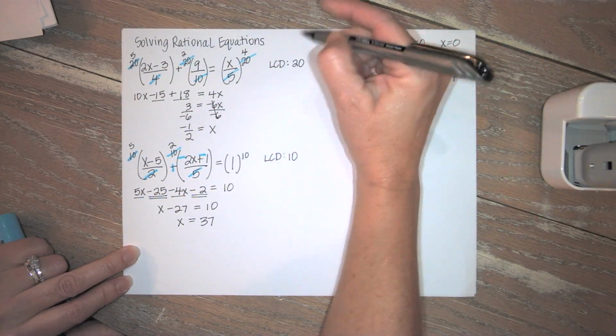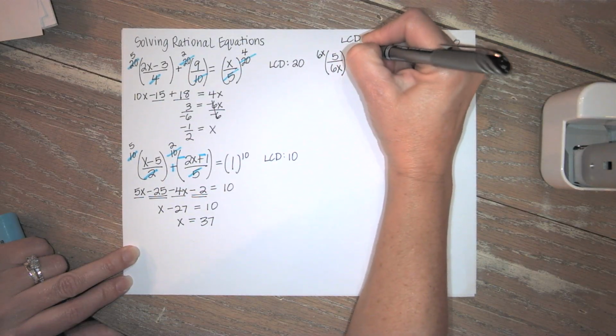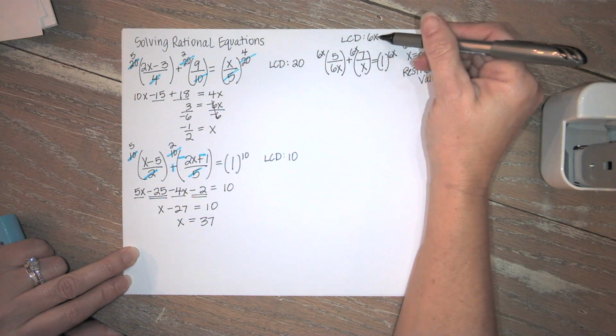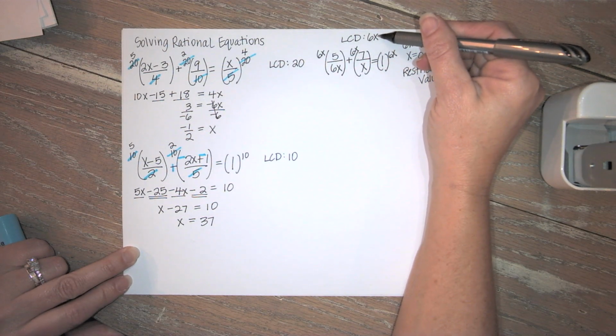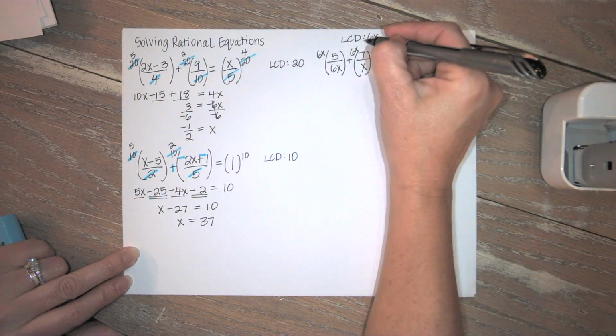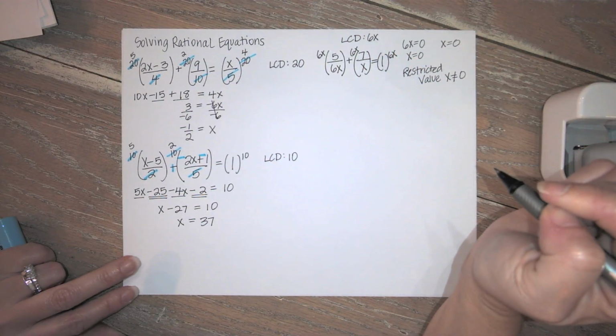We're going to go through and multiply everything by 6x. I want to remind you that I have a video on finding the least common denominator for rational expressions. So if you're not sure how I got that, you can go back and watch that video for some help on finding the least common denominator.